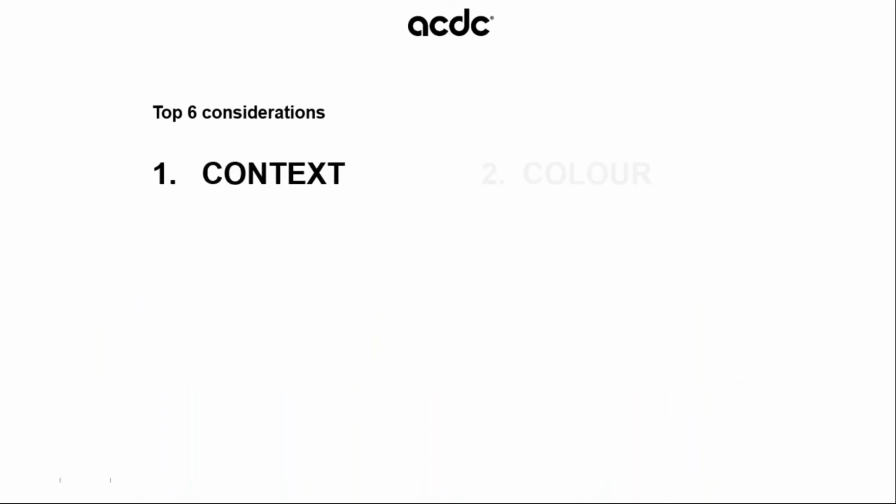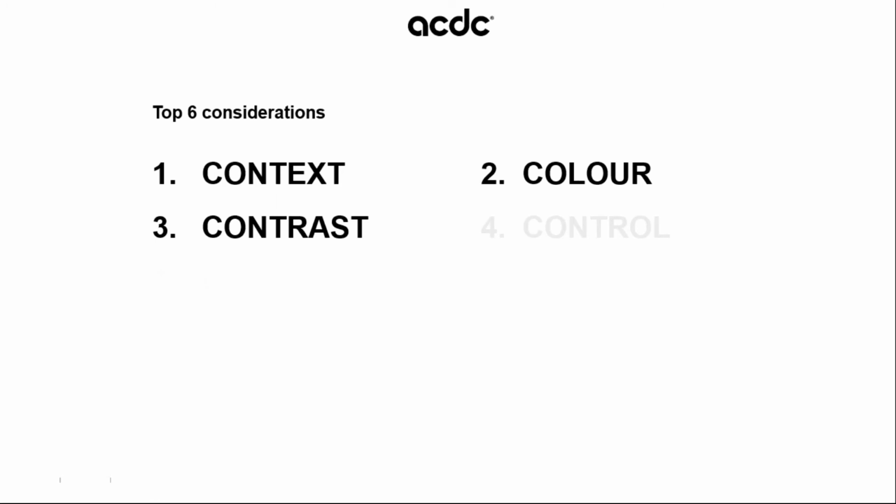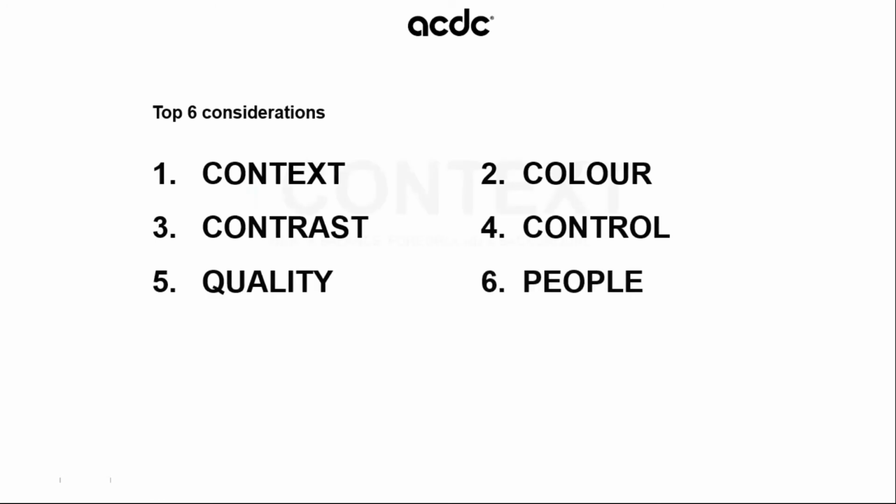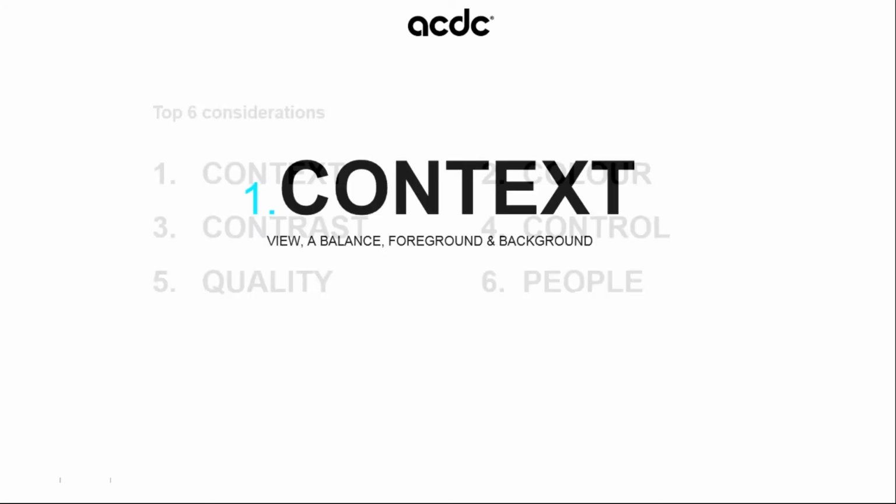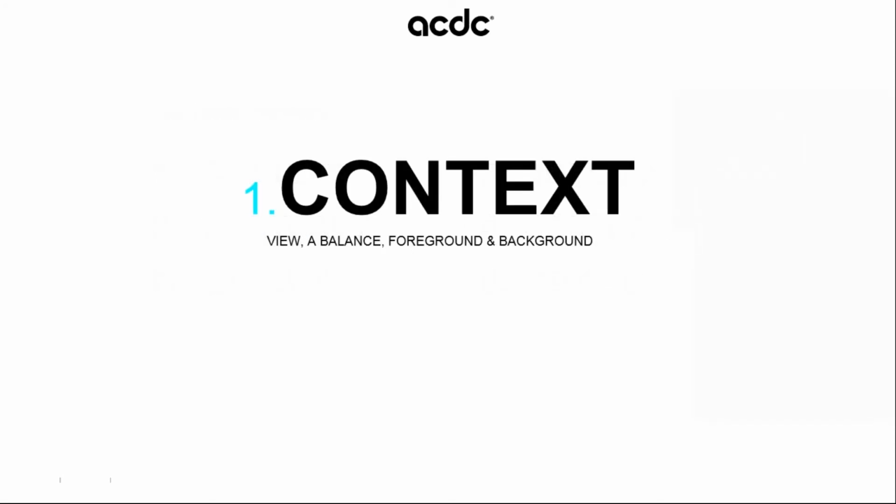So let's start with these top 6 considerations. The way that we look at it from a Zumtobel Group and acdc point of view, first of all, it's context. Second, it's color. 3 is contrast. 4 is control. 5 is quality. And 6 is people. So let's start to look at those individually.